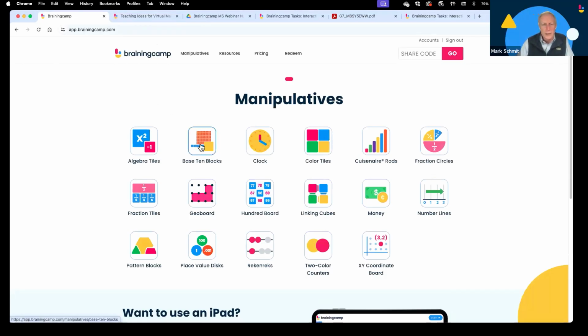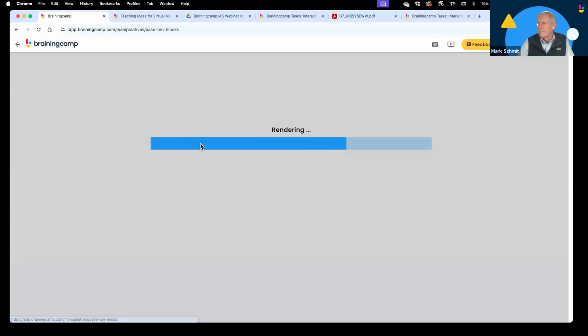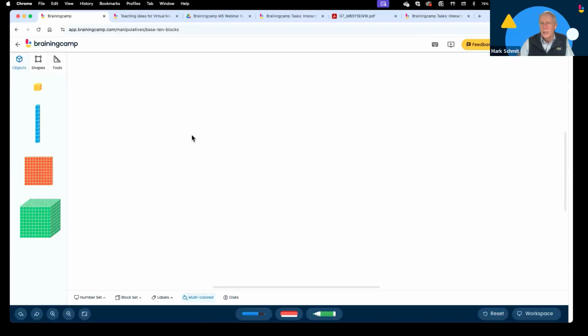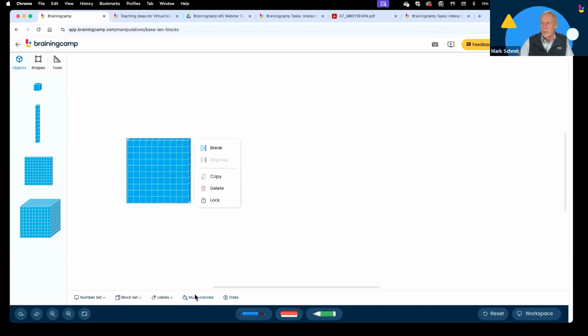Yes, just quickly to answer the one question, you can change the color of the base 10 blocks. If you go down here in the settings where it says multicolored and click on that, that'll change them to all one color. So I can't individually change them. I can change them to all be one color, blue, or get multicolor where each place value is a different color.